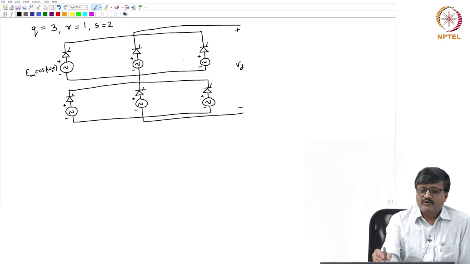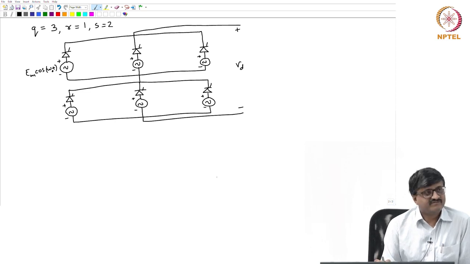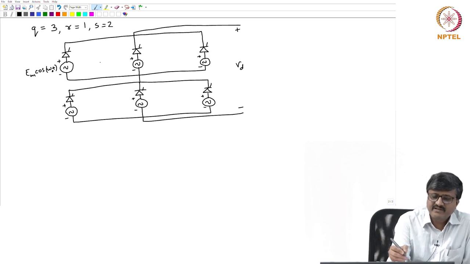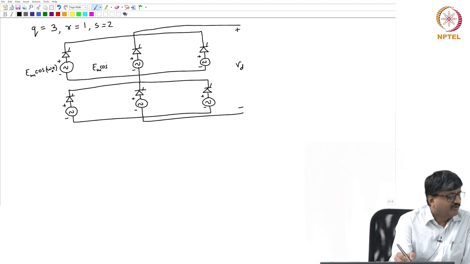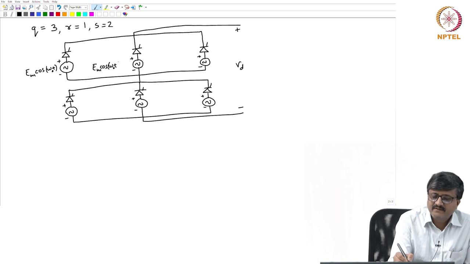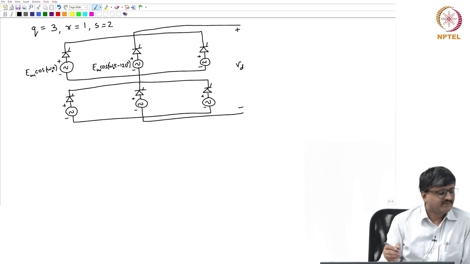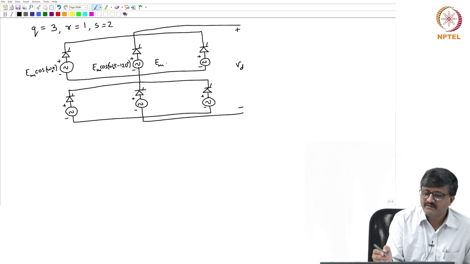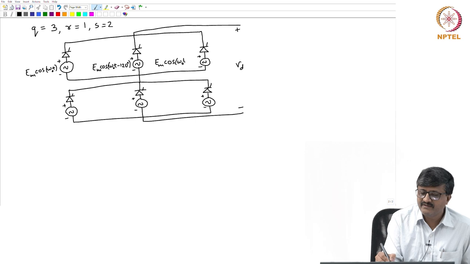Now, if I take one commutation group in which there are 3 sources, the voltages should be displaced by 120 degrees, 2 pi by 3, that is 120 degrees. So, this voltage will be Em cos omega ot minus 120 degrees and this voltage is Em cos omega ot plus 120 degrees.